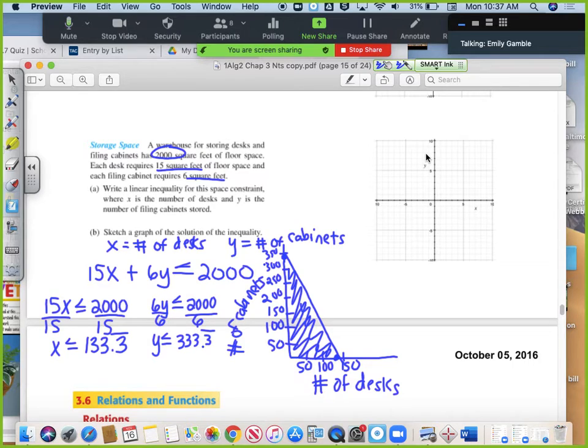So this one doesn't say to answer how many points, like for specific points, but any point that's underneath this line would be a solution, like 50-50. So you could have 50 desks and 50 cabinets in that space, and it would work.